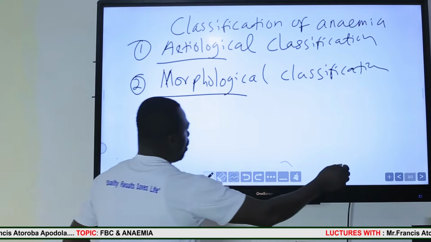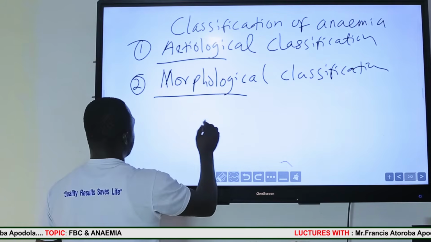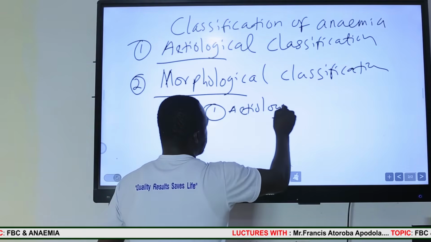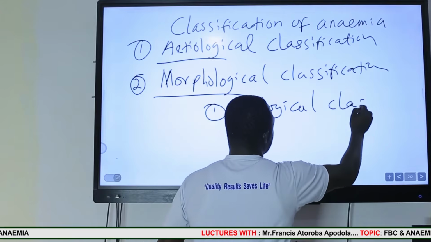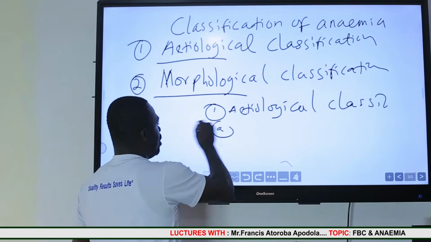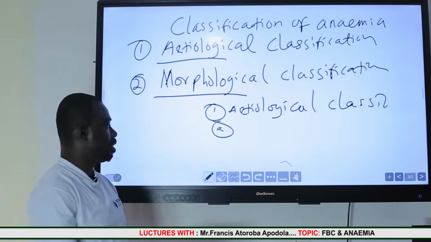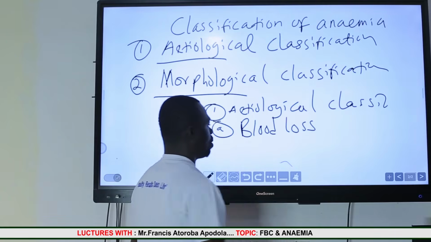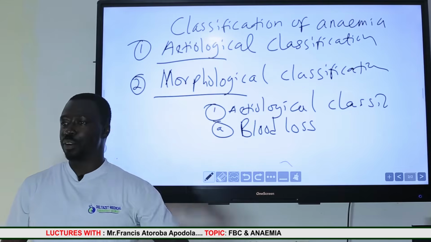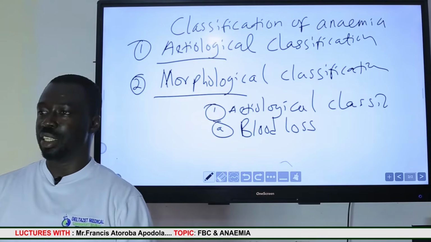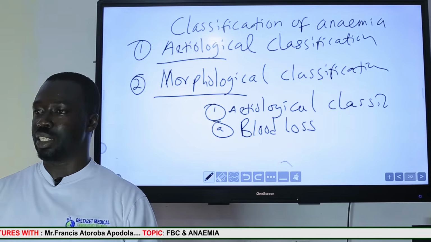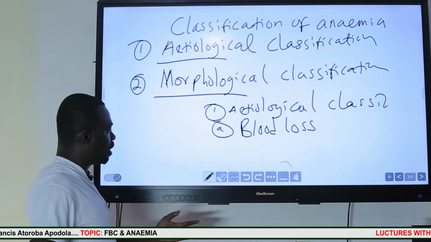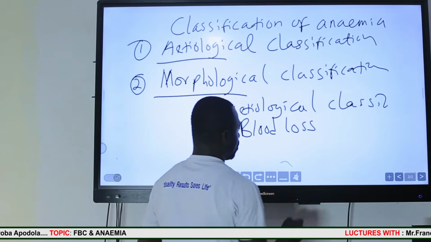So when we looked at the etiological classification, that is point number 1. Under the etiological classification, these are the possible classifications. And we said blood loss. So loss of blood, whether you were involved in an accident, be it a car accident, motor accident, or you have been stabbed in the course of what? A fight, it can result in blood loss.